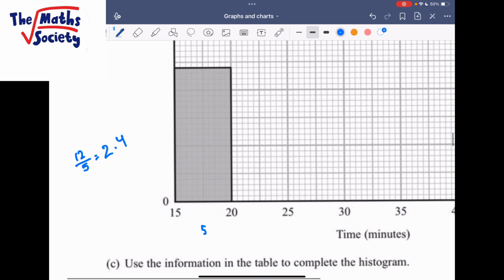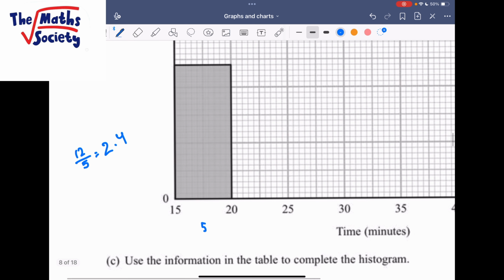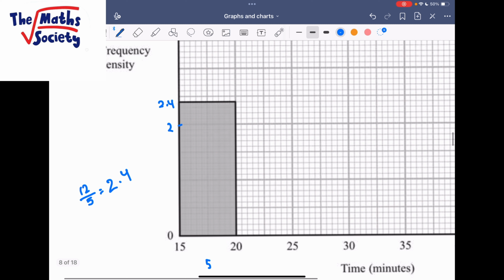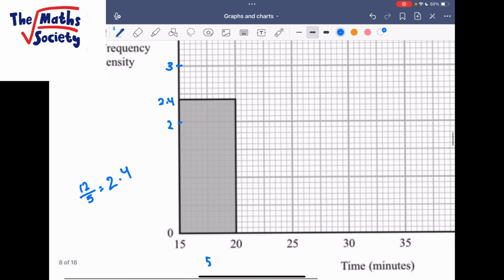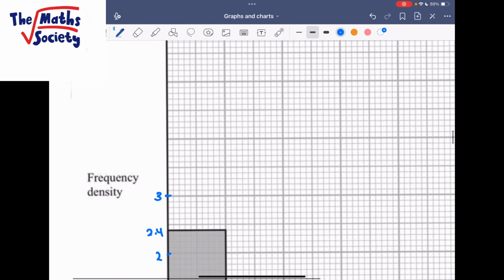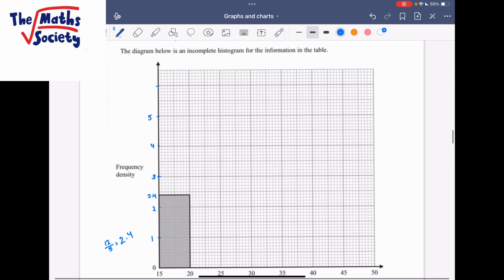So we can see it would be 2.4 right here. Which means this is 2, this is 2.4, and then we're going to have 3 right here, and then 1 right here. So that should be it. And you can just put 4, 5, and then 6.